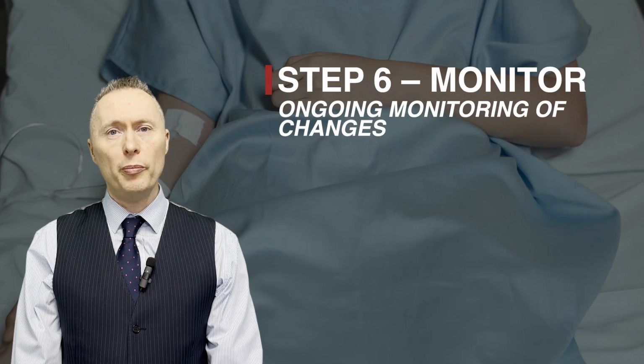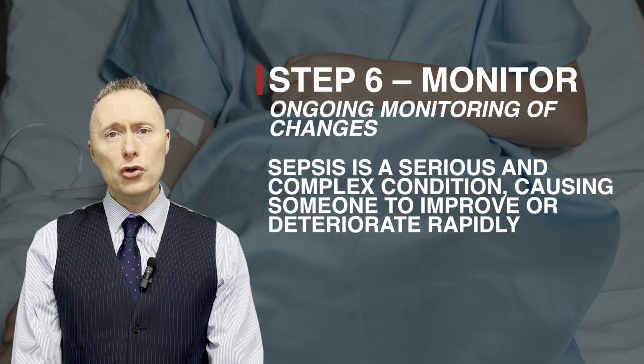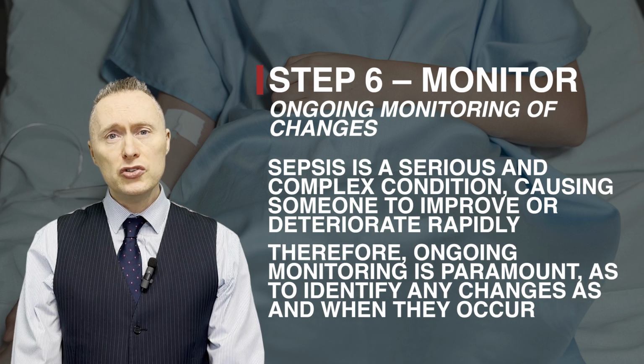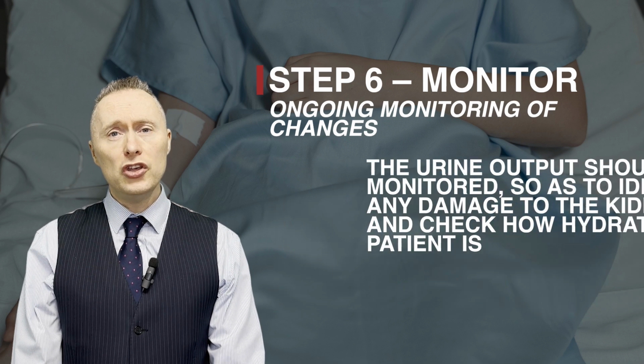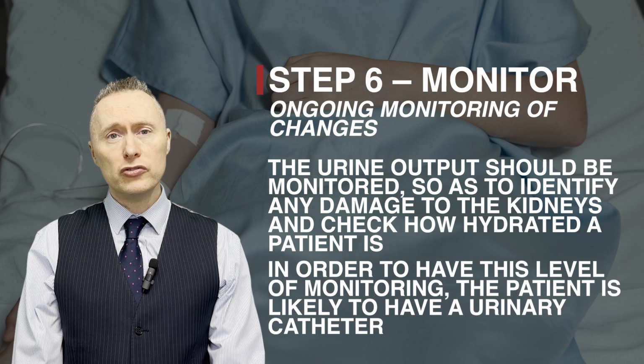Step 6 is all about monitoring. Sepsis is a serious and complex condition, causing someone to improve or deteriorate rapidly. Therefore, ongoing monitoring is paramount, so as to identify any changes as and when they occur. The urine output should be monitored, so as to identify any damage to the kidneys, and also to give an indication as to how well filled or hydrated somebody or a patient is. In order to have this level of monitoring, it is likely that the patient will require a urinary catheter.